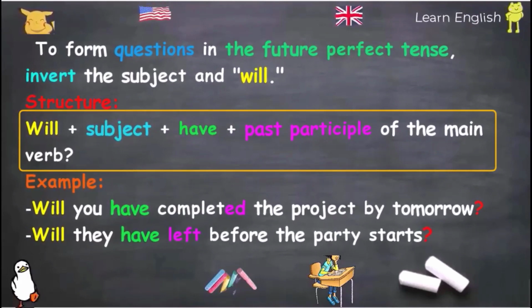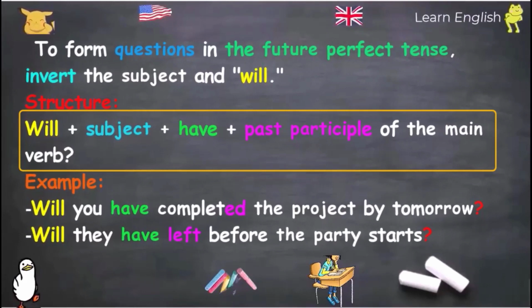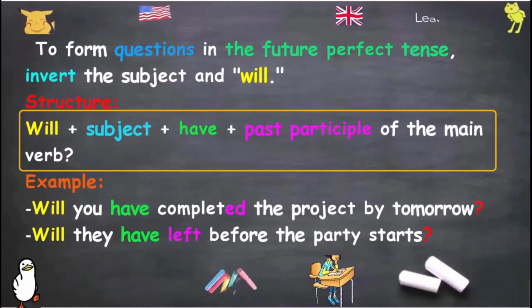Structure: will, plus subject, plus have, plus past participle of the main verb. Example: Will you have completed the project by tomorrow? Will they have left before the party starts?